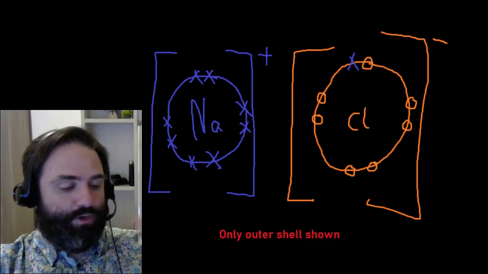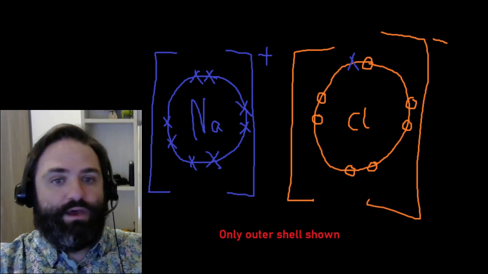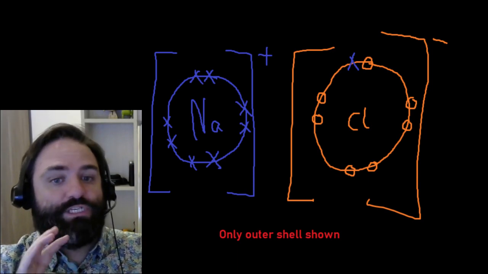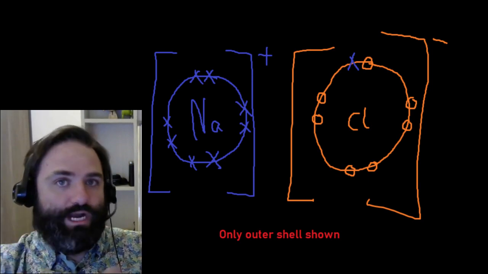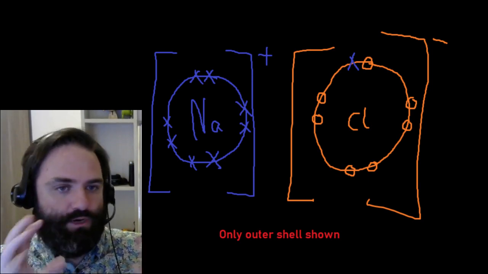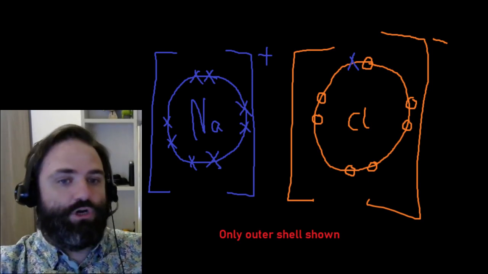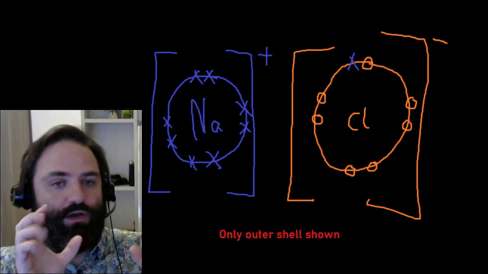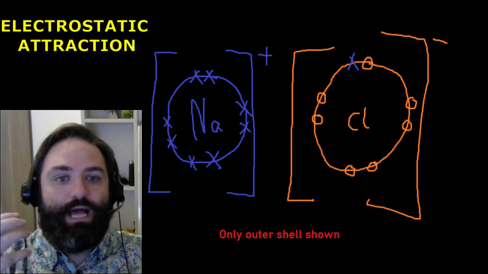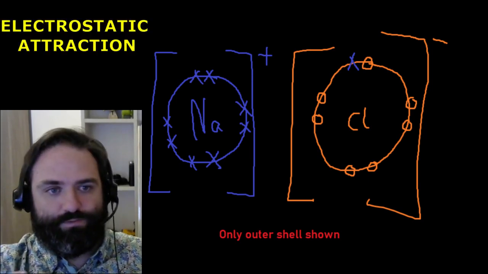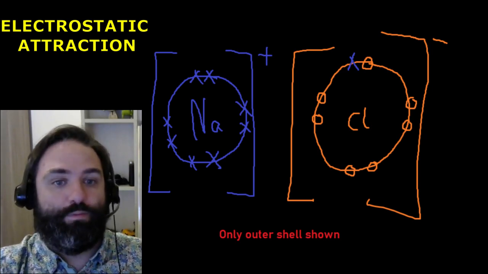If you react a positive ion and a negative ion, so a metal with a non-metal, you will end up with various combinations of positive and negative ions. And opposites attract. Kind of like a magnet with its north and south, but it's positive and negative. If you've got positively charged ions and negatively charged ions, they're going to stick together. We call this attraction an electrostatic attraction. It's the attraction between oppositely charged ions or particles.